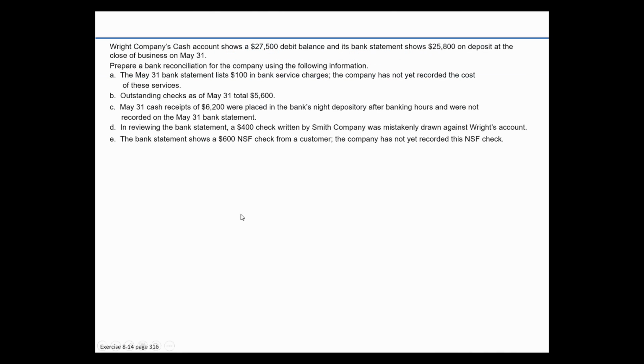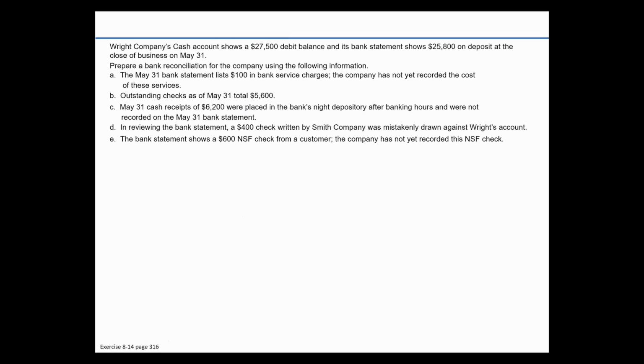Okay, Wright Company's cash account shows a $27,500 debit balance, and its bank statement shows $25,800 on deposit at the close of business on May the 31st. So we're going to prepare a bank reconciliation for the company using the following information.